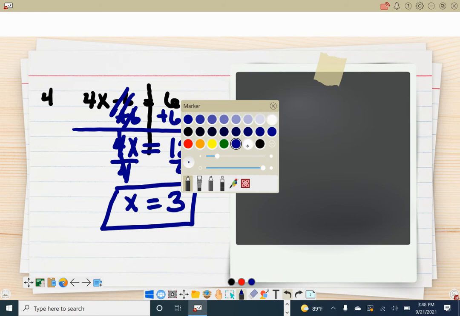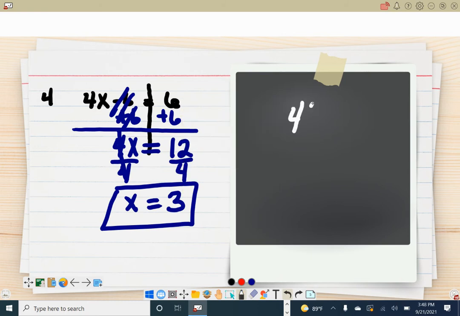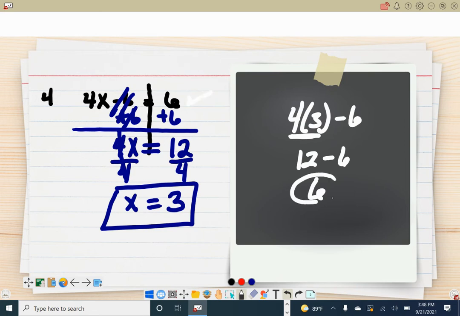I'm going to come over to my blackboard and check my work. I'm going to say 4 times 3 minus 6. 4 times 3 gives me a 12, and 12 minus 6 gives me 6. Is that what I wanted? Yep. That checks out.